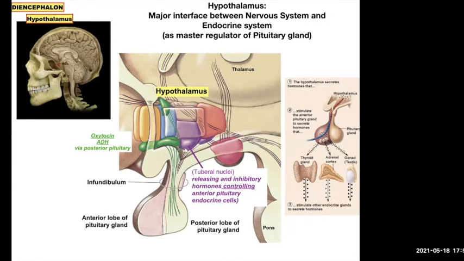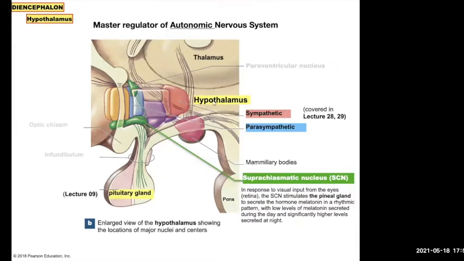In this case, these ones will be releasing and inhibitory hormones to control the pituitary. These would actually be secreting hormones themselves. That's part of the hypothalamus. The other part of the hypothalamus, which we'll talk about in the next couple of lectures, is the master regulator of the autonomic nervous system. So this little piece of tissue, these little groups of cells, are going to have a huge influence.